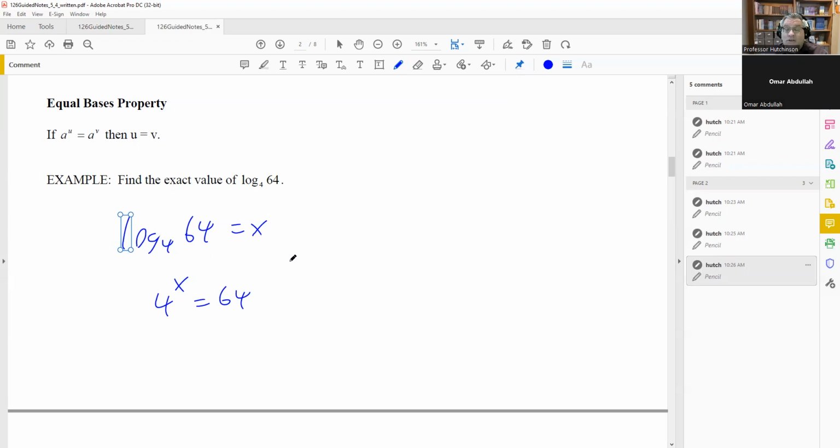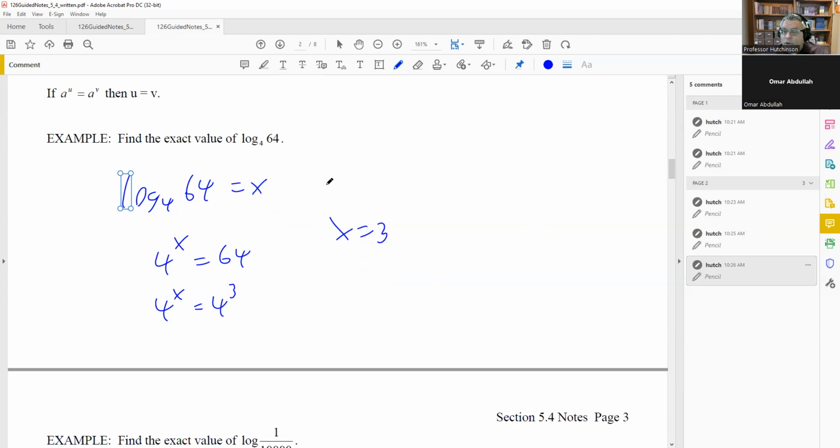So now that's done. From here, we're going to use the equal bases property we just talked about in the last section. 64 can be written with a base of 4. That's going to be 4 to the power of 3. And so now I know that x is equal to 3. And the 3, in fact, will be the exact value for log base 4 of 64. So that's the final answer, x equals 3. So we're able to do all that without a calculator.